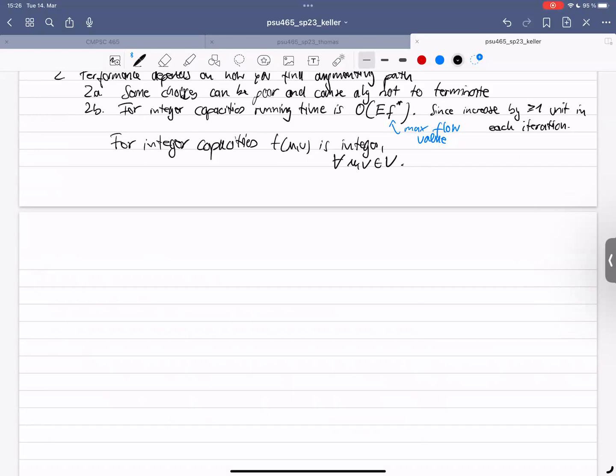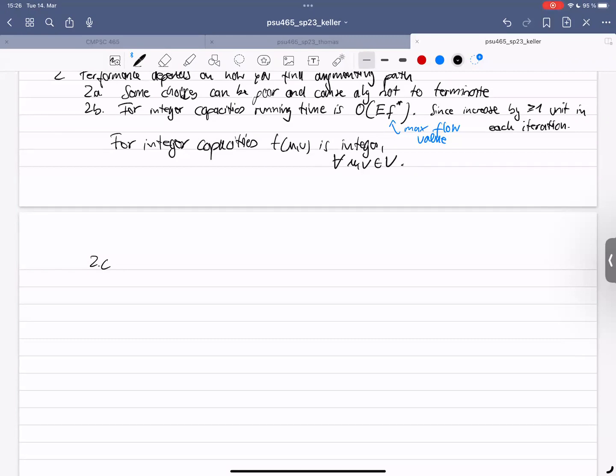There's an example in the Cormen book with F star, meaning the value of the maximum flow, being, I think, 2 million, definitely very large. There's a way you can make choices such that the flow increases by only 1 unit in each iteration, meaning that you would really have to spend 2 million iterations in this algorithm. You can imagine this is not very efficient. Therefore, there are alternatives, in particular in the form of what's called the Edmonds-Karp algorithm.